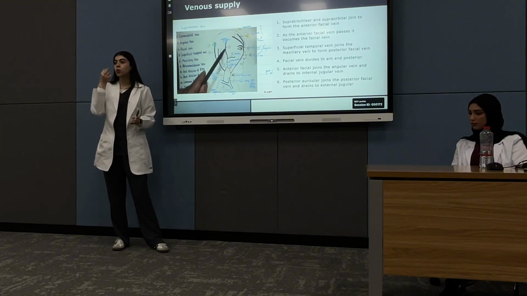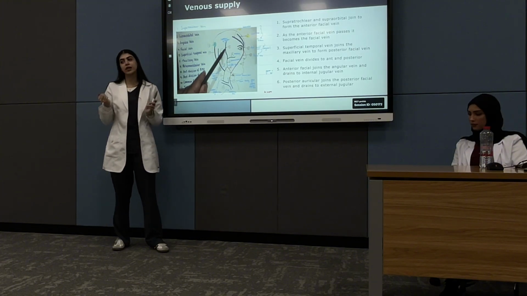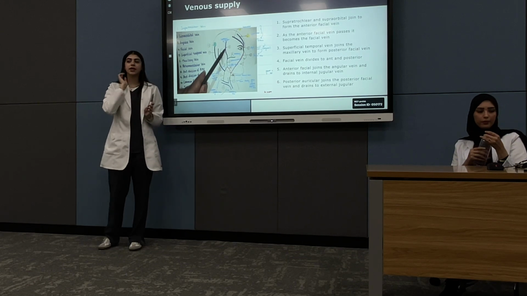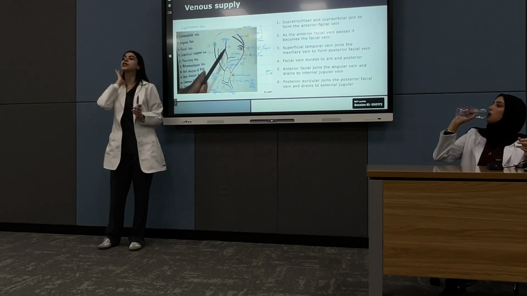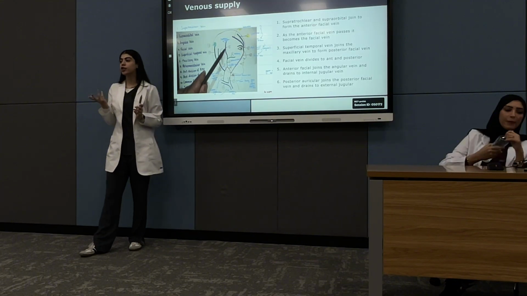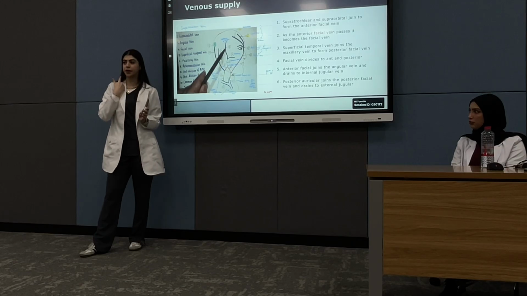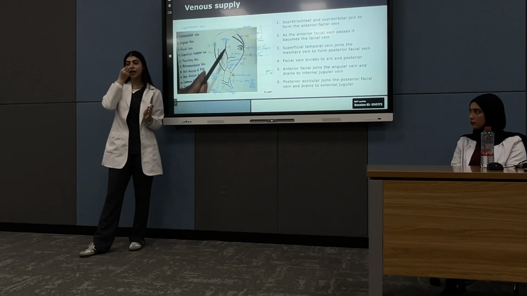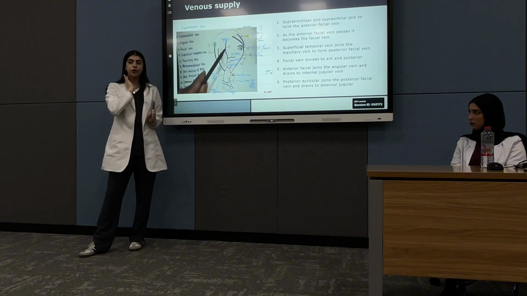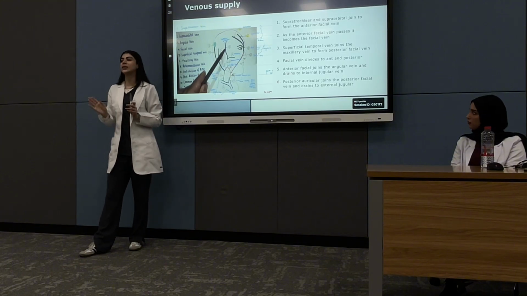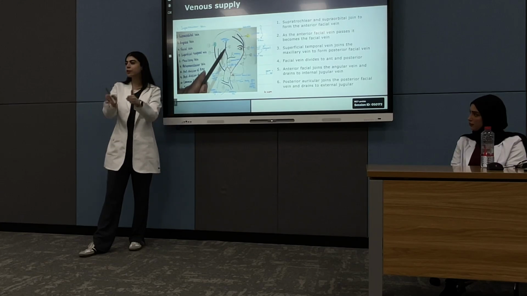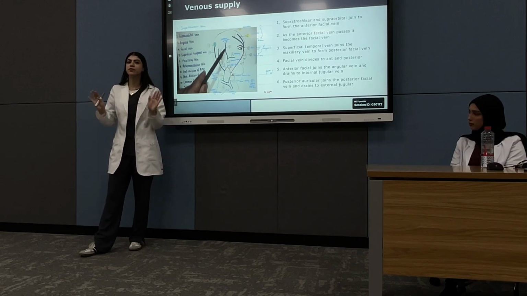Supratrochlear and supraorbital will join to become the angular vein, or it's going to be called the anterior facial vein. So the retromandibular is here. Behind the auricle, we're going to basically have the posterior auricular. The retromandibular vein, or the posterior facial vein, will divide into anterior and posterior. The angular vein will join with the anterior part of the retromandibular, and the posterior auricular will join with the posterior part of the retromandibular. The anterior part will drain into the internal jugular, and the posterior part will drain into the external jugular. This is the venous supply.